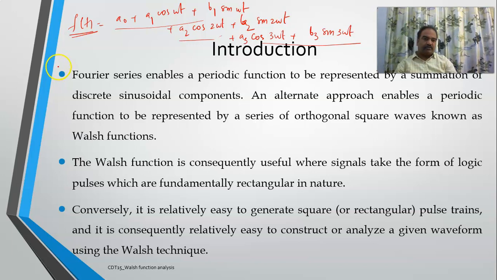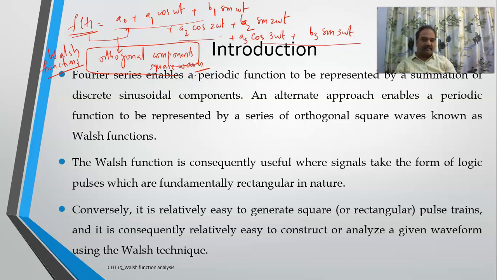Now, an alternate approach for representation of this periodic function, instead of these sinusoidal components, is to go with orthogonal components also. And this type of mechanism is called as Walsh series. And these functions are called as Walsh functions. So rather than representing them in terms of sinusoidal components, we are representing them in terms of orthogonal square waves. I'll write it clearly. It is orthogonal square waves. That I'll show in the next slides.